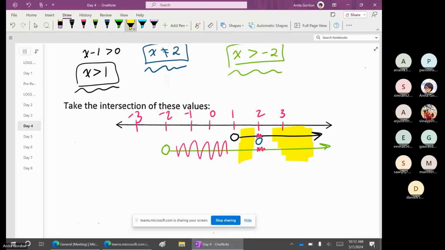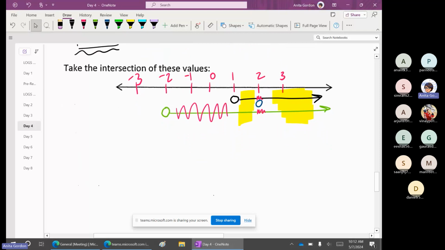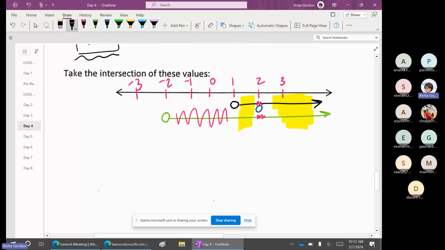But what I can do is say, okay, well, I have overlap here and I have overlap here. So my domain is going to be written as the following. x must be greater than 1 with the exception of the number 2, meaning it cannot be 2. It can be 2.1, it can be 1.99, but it cannot be 2. As long as it's greater than 1 and is not exactly 2, then we have a domain that has an overlap and there are no restrictions that are violated.